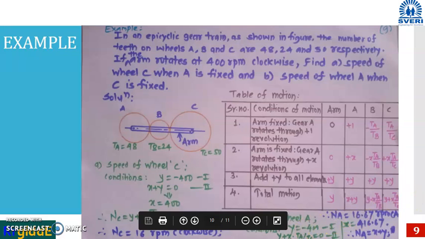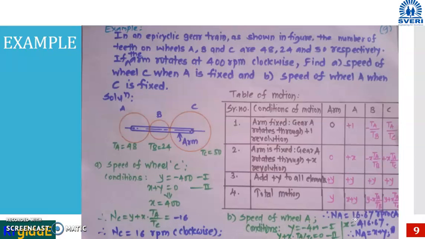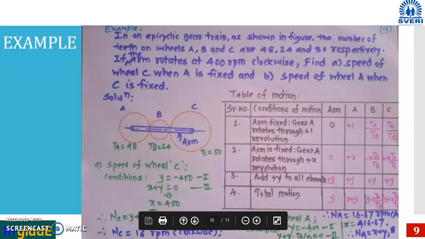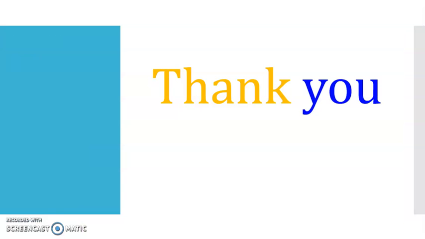Similarly, we can find out the speed of wheel A when C is fixed. Again we are going to get the two conditions, Y is equal to minus 400 and Y plus X TA upon TC is equal to 0 as C is fixed. From this we can get the value of X and Y, and finally we can find out the speed of gear A, which we got as 16.67 revolutions in anti-clockwise direction. Thank you.